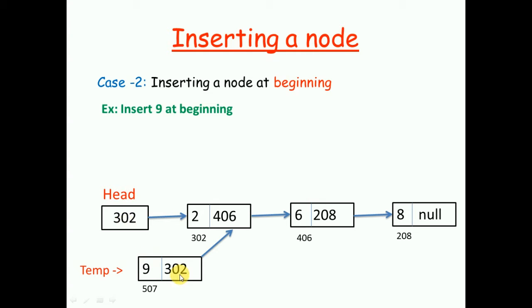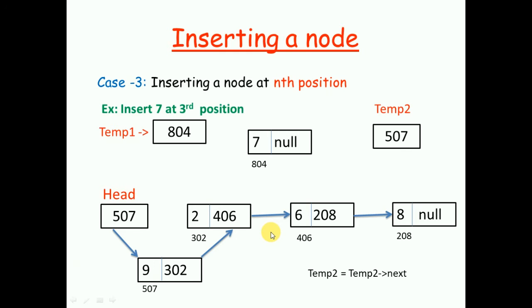302 is copied, so this link is built. Then we have written 507, so this link is cut and this link is built. Because the head node contains 507, 507 points to this place, and this place contains 302, so 302 will point to the node with 2. In the next place is 406, and so on. This is simple. I have shown here what was created: temp at 804, with value 9, and temp2 is 507.